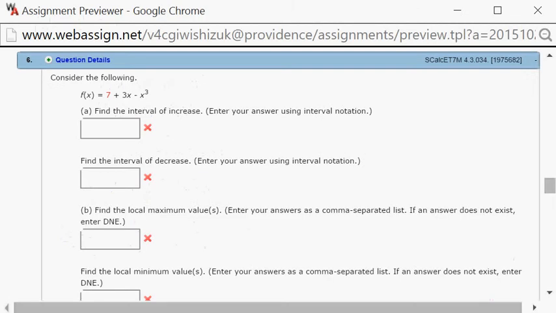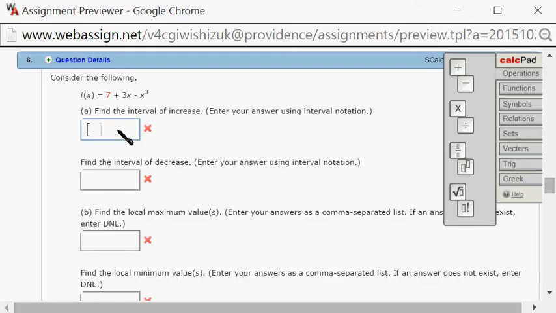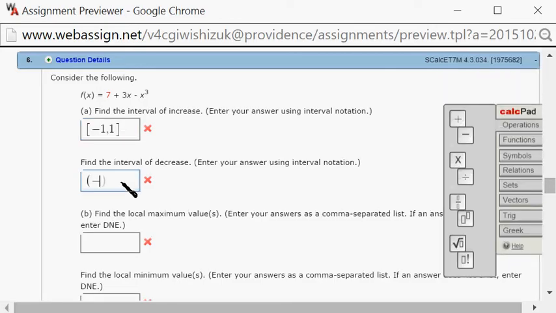So let's type it in. Increasing between -1 and 1 and decreasing everywhere else. So it's going to be negative infinity to -1, union, 1 to infinity. Oops, infinity there.